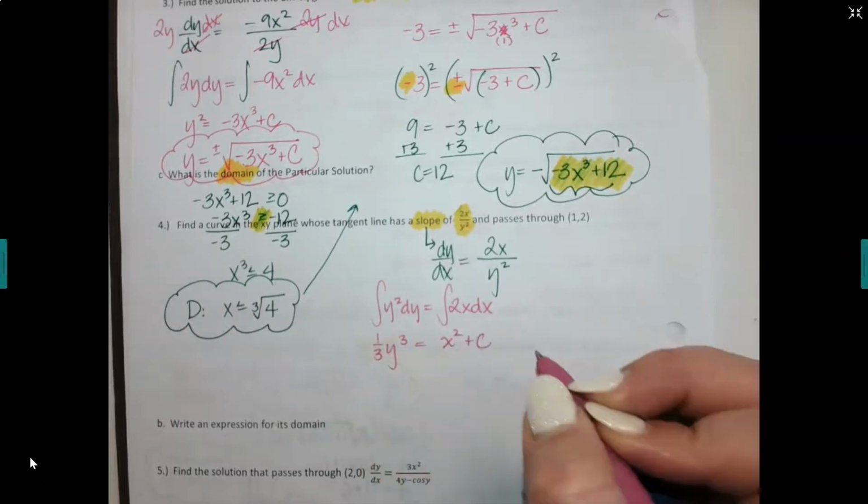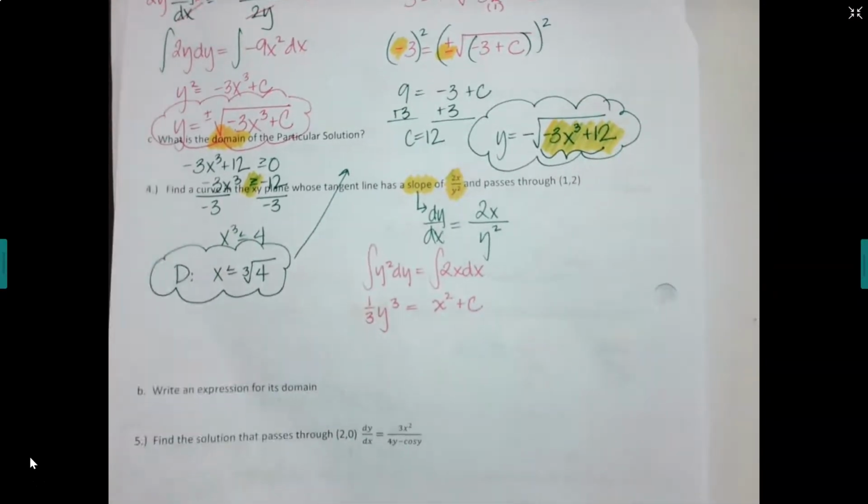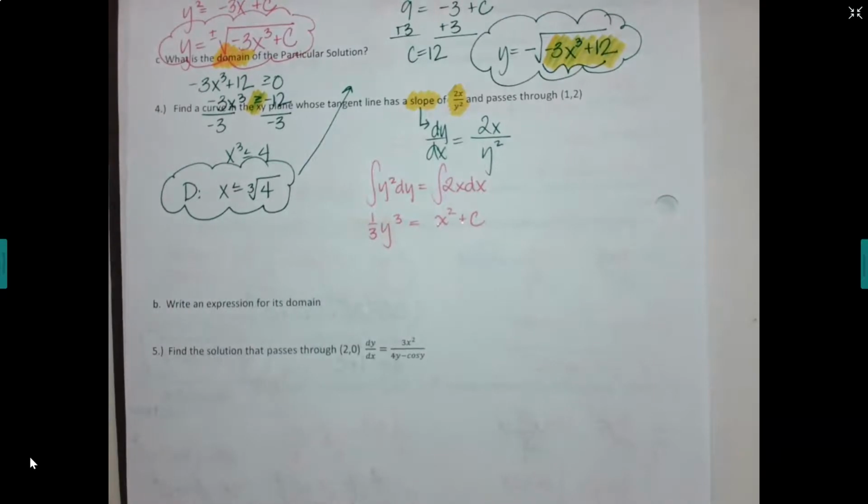X squared plus c. Next step, this is where some of y'all aren't going to like it. When you times by 3, what happens to the x squared? It turns to a 3x squared. What happens to the c? It stays a c. You didn't know what it was before you times by 3. You don't know what it is after you times by 3. So you're just going to leave it a c.